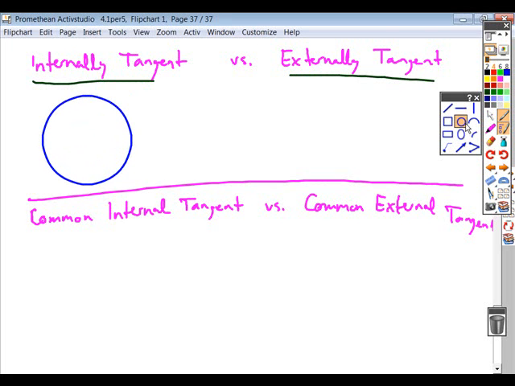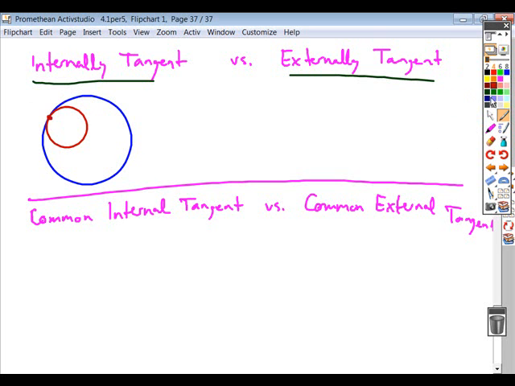if all the points inside of one circle are contained completely within a second circle. So if I take this blue circle and then I put a red circle, so that all the points of the red circle are in the interior of the blue. Again, they do have to be tangent, which means they share a common point. So here's your point of tangency. And this is an example of internally tangent circles.